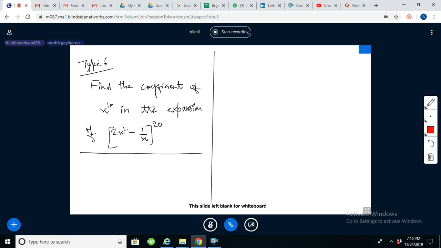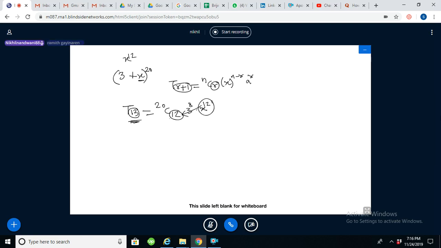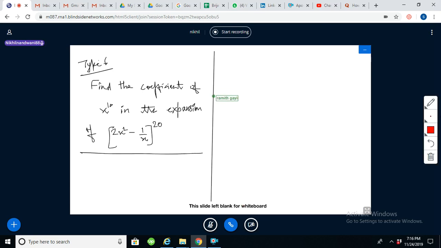Okay. But what about if we have such a complex question? In this type of question, we cannot tell orally, oh, this term will have x to the power 10. So how will we do it? We'll just write first the general term of this question.